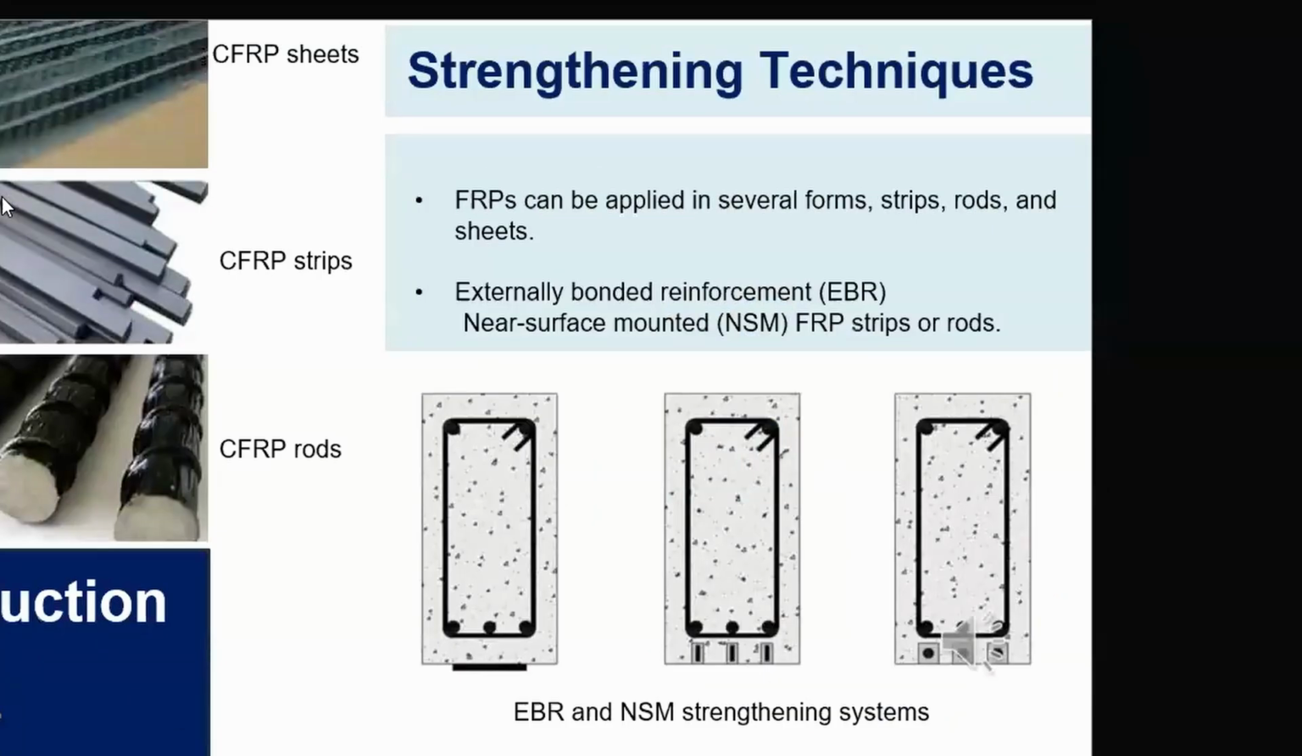As shown in this slide, FRPs can be applied in various forms. One, externally bonded reinforcement systems, EBR, or near surface mounted systems, NSM, strips or rods. EBR involves bonding FRP sheets or plates to the exterior of the structure, while NSM involves embedding FRP strips or rods into grooves previously cut into the concrete surface. Each method has its advantage. For EBR, it's easier to apply, but more susceptible to environmental exposure, while NSM provides better protection to the FRP material, but requires more invasive installation.